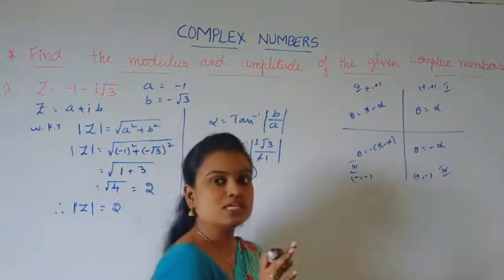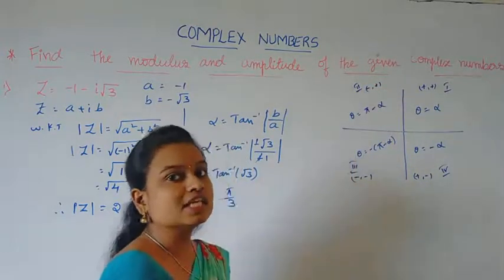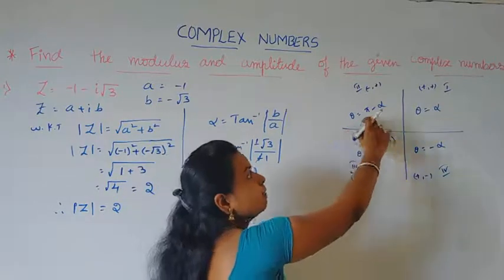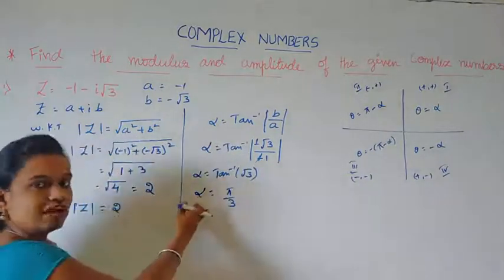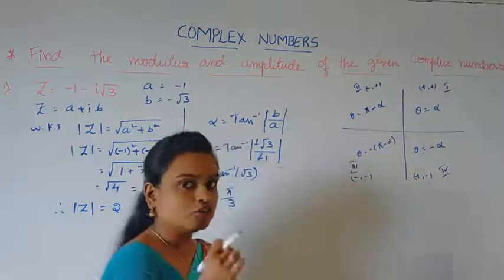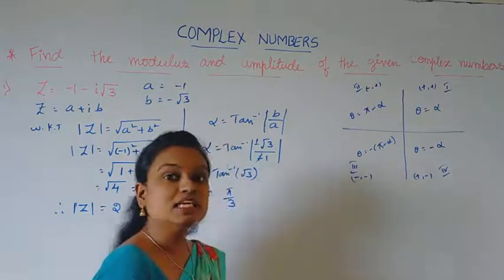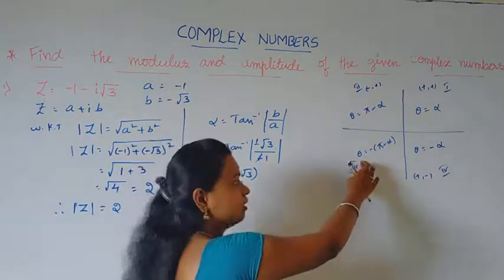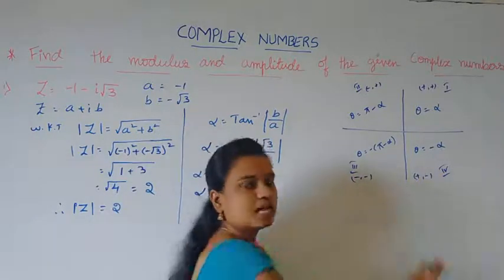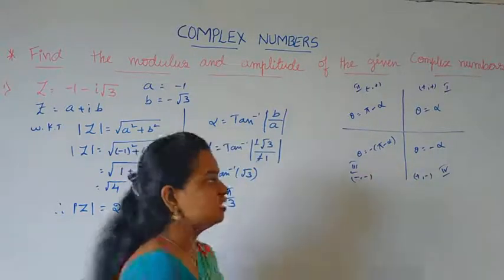Similarly, if the given complex number lies in the second quadrant, meaning minus plus, the real part is negative and the imaginary part is positive. For that the argument becomes pi minus alpha. If the given complex number lies in the second quadrant, then the argument becomes pi minus alpha. Similarly, if it lies in the third quadrant, then theta or argument becomes minus of pi minus alpha. If it lies in the fourth quadrant, then the argument is equal to minus alpha. This is very important.